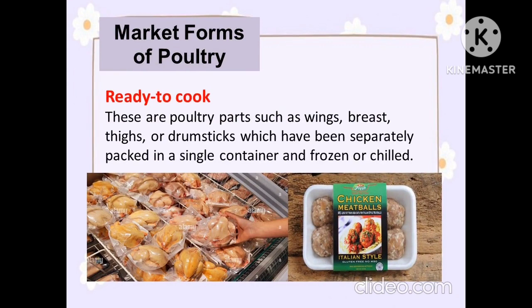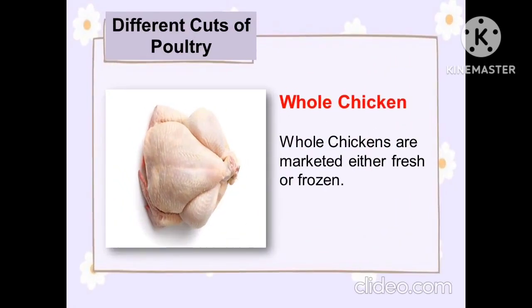The last market form of poultry is ready to cook. These are poultry parts such as wings, breast, thigh, or drumsticks, which have been separately packed in a single container and frozen or chilled. These are the different cuts of poultry.